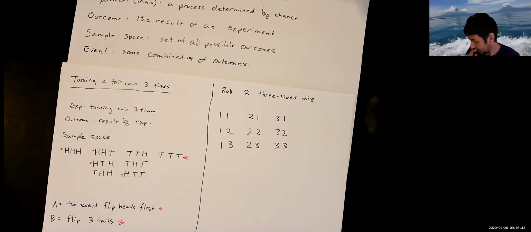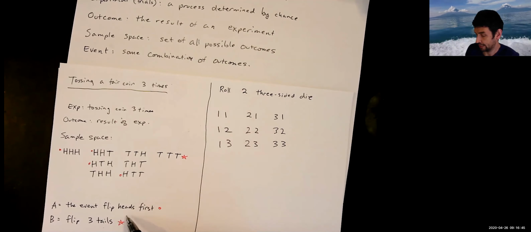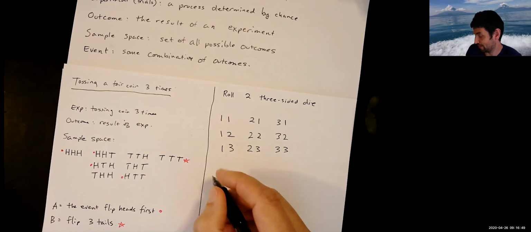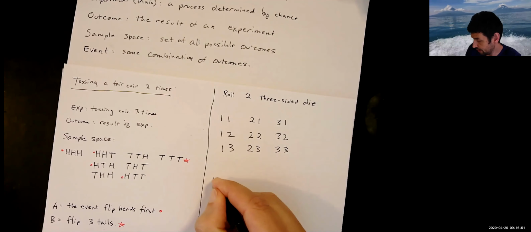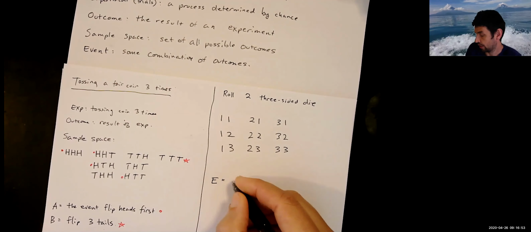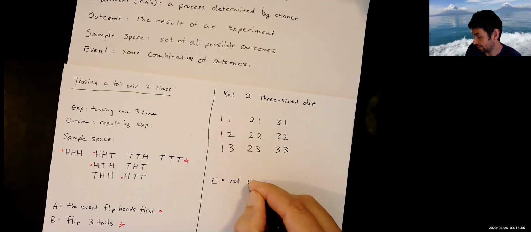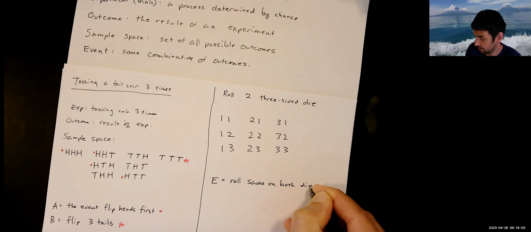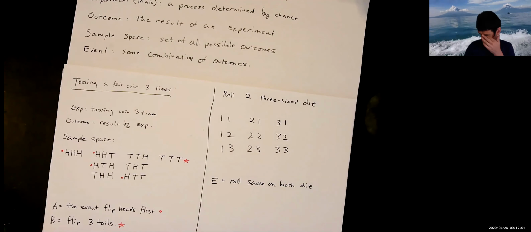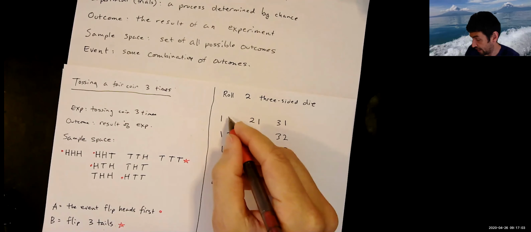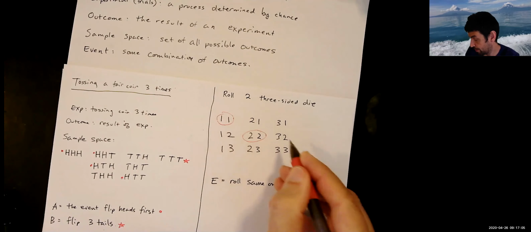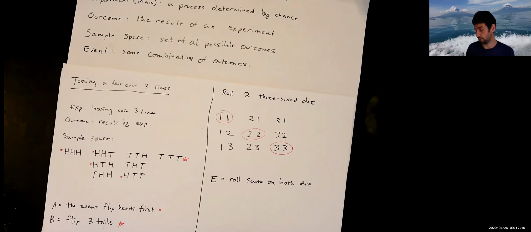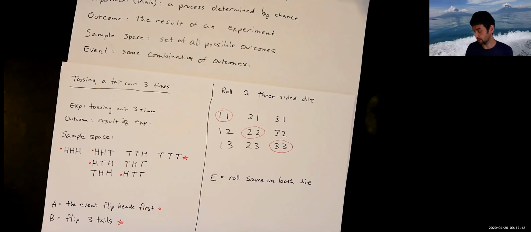And just like with tossing the coin, we can name events from this. Let's try E is the event: roll the same on both dice. In that case, we're talking about these 3 outcomes. That's our combination.